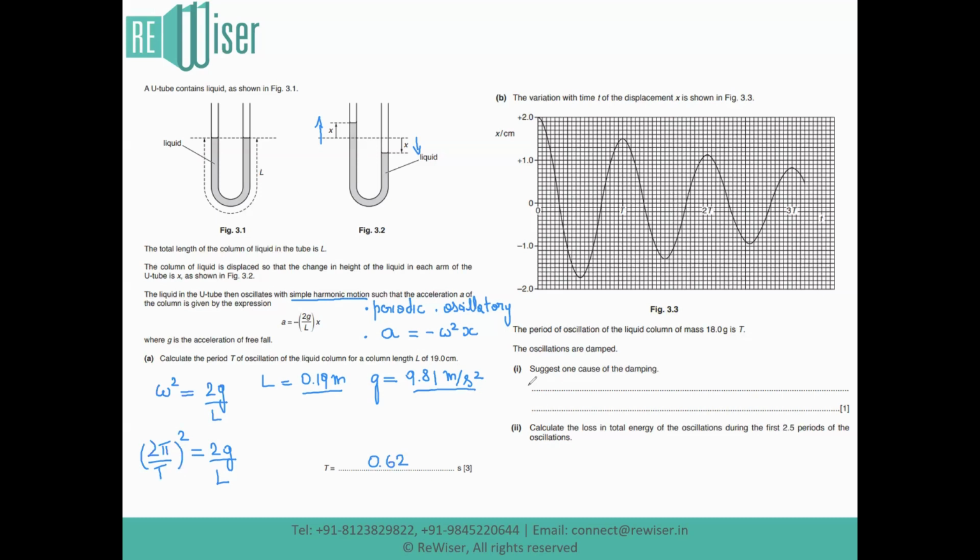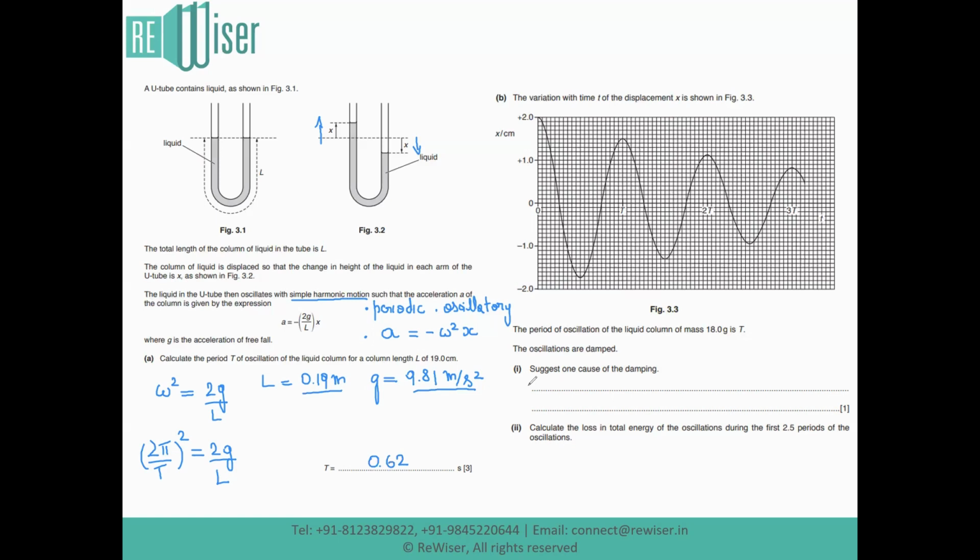Moving on to part B of the question. The variation with time t of the displacement x is as shown in the figure 3.3. Now, before we make further observations, let us first take a closer look at the graph. The graph seems to be having equal time periods, but the value of amplitude keeps on decreasing. This is a typical characteristic of a damped oscillation.